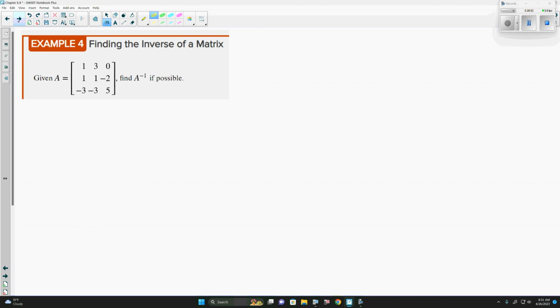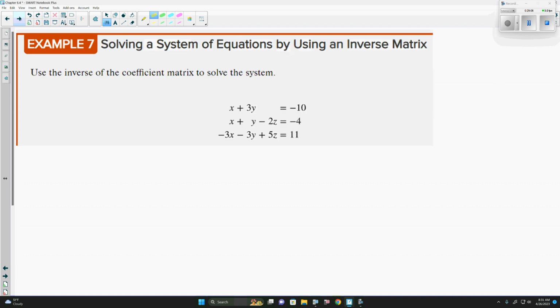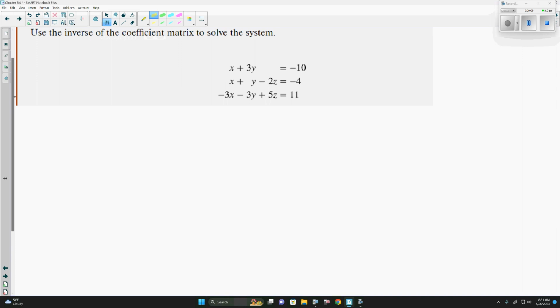Find the inverse of A if possible. Well, I don't think we need to see another one. I'm not going to make y'all do these by hand, going through the row operations to determine this. But I think we feel good with these here, yes? Use the inverse coefficients to solve the matrix.